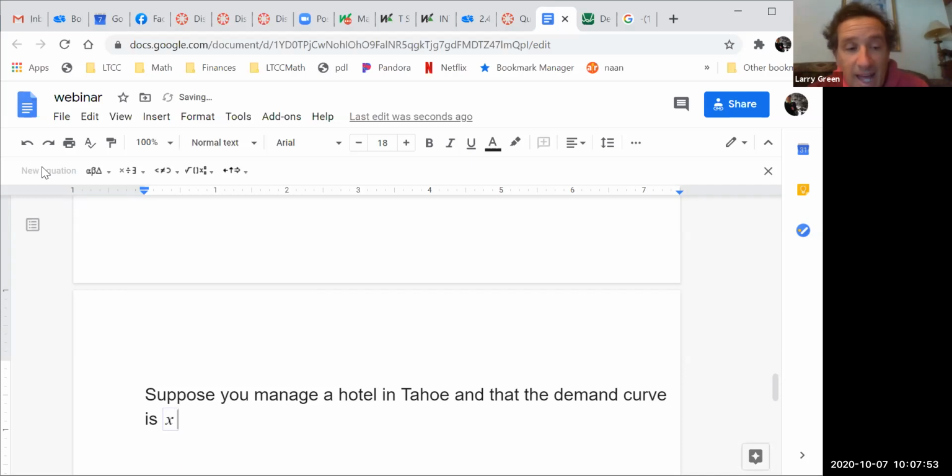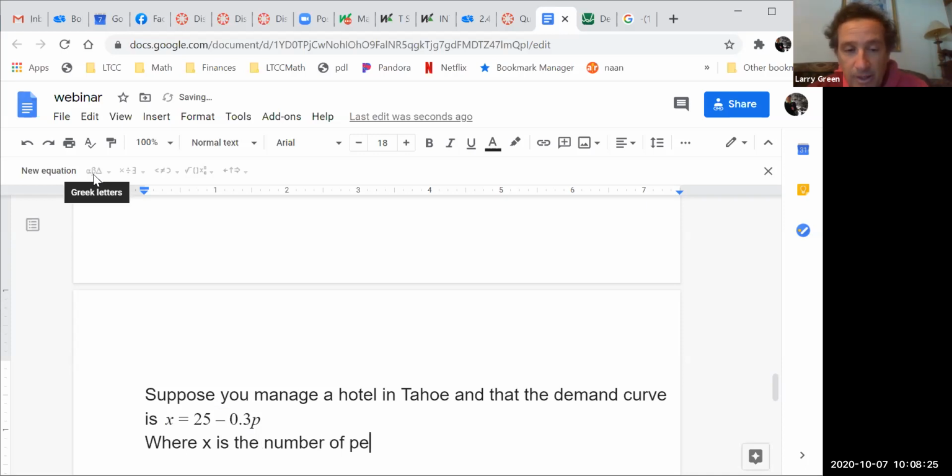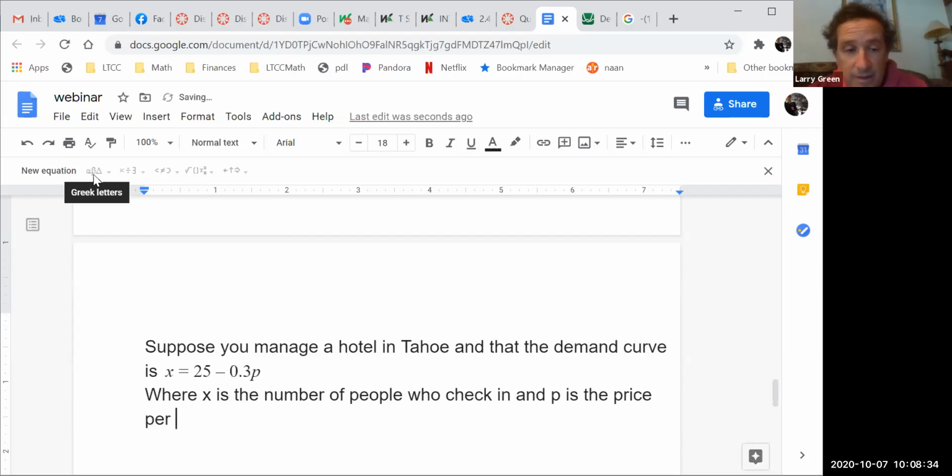So the demand curve is going to be X for the number of people who check into the hotel. And X is equal to, let's say, 250 minus 0.3P, where X is the number of people who check in, and P is the price per night. Any questions on the example here?